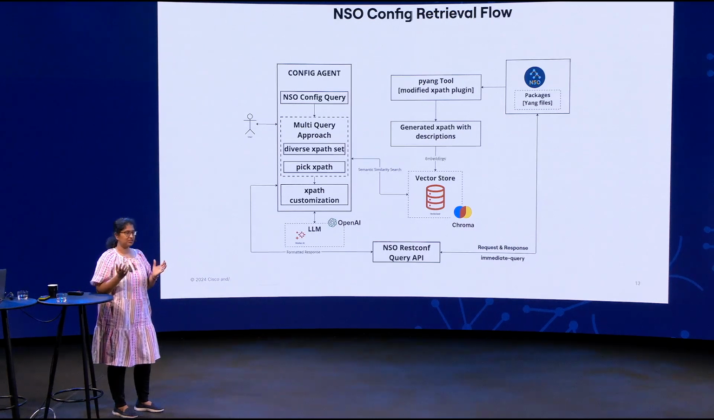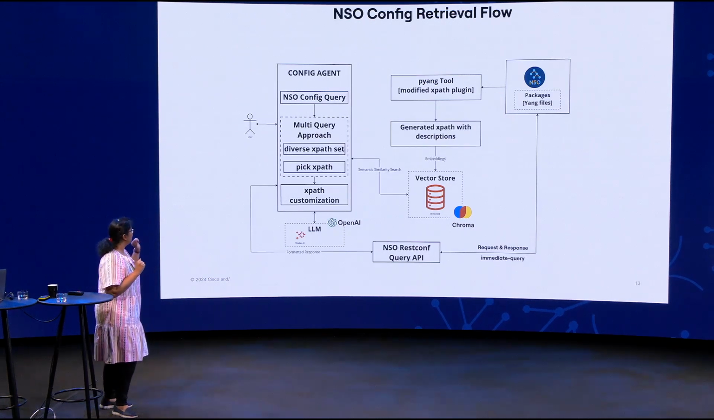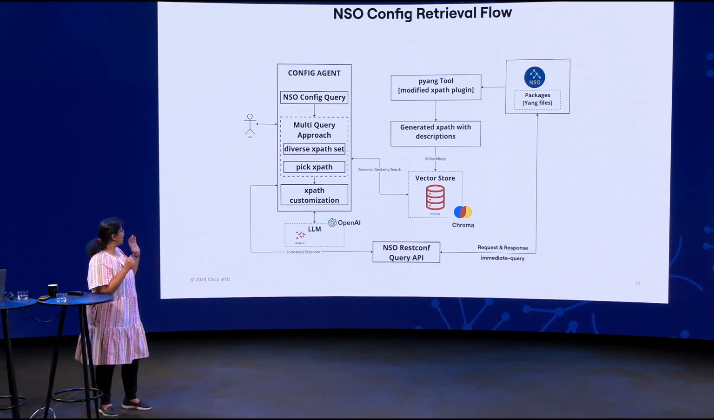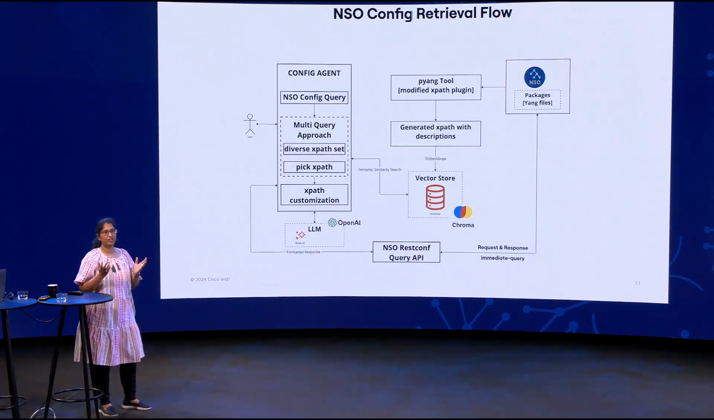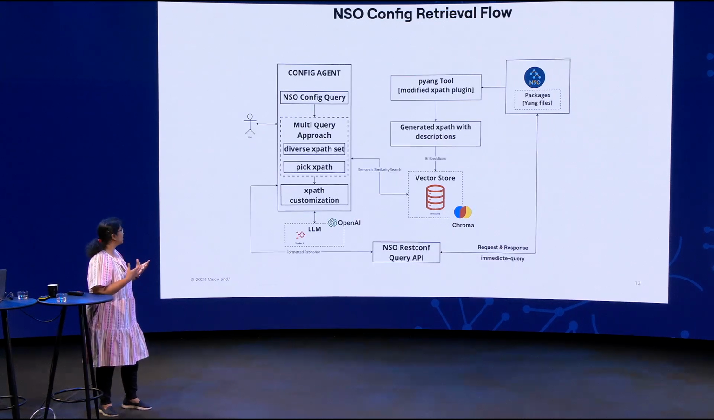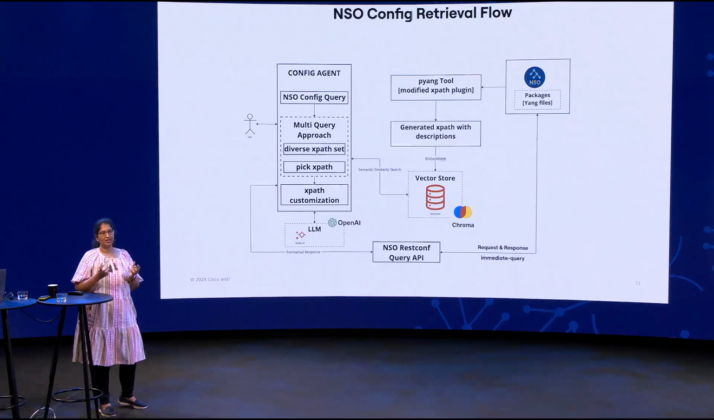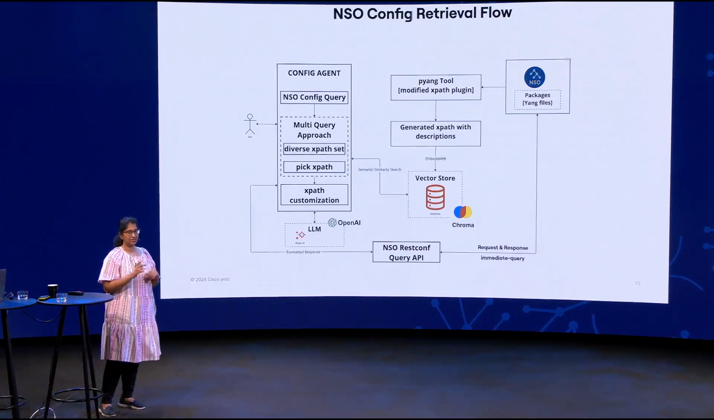Once we build our knowledge base, now let's go into the flow. Once the user comes in with a config query, we use something called a multi-query approach. I'll dive into it later in the presentation. That approach gives us a diverse set of XPaths. Once we generate this set of XPaths, we ask the LLM to pick the right XPath for the user's query, and then generate the final XPath as requested by the user.